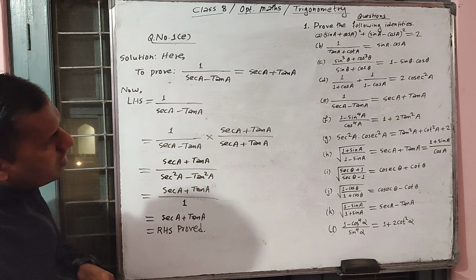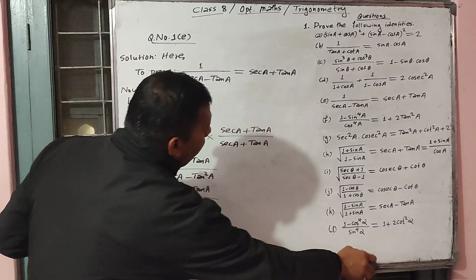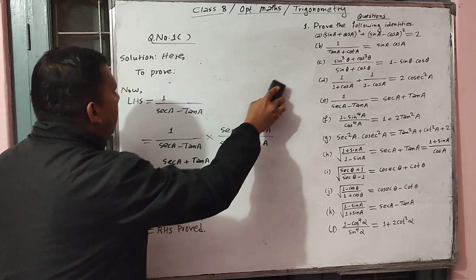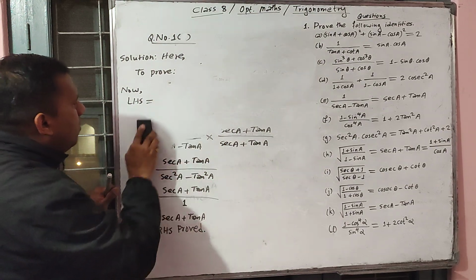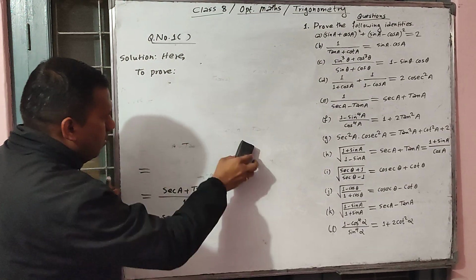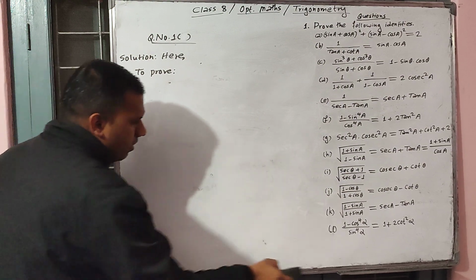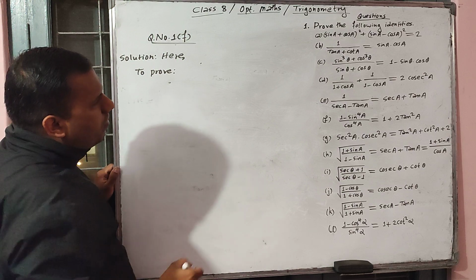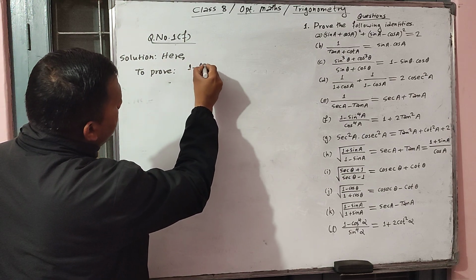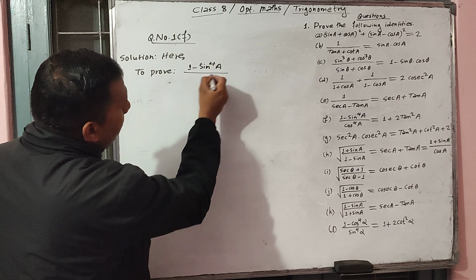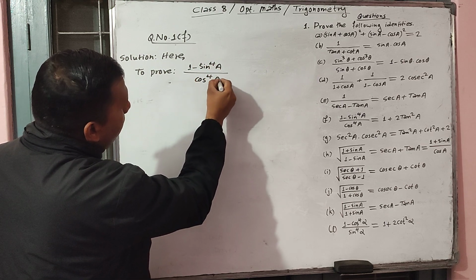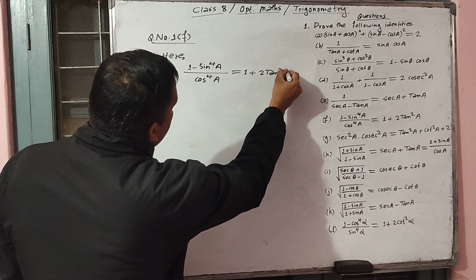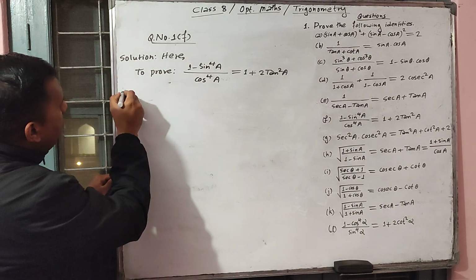Now, we go to the next question. 1F. Okay, students, now 1F. We have to prove (1 minus sin to the power 4a) whole upon cos to the power 4a is equal to 1 plus 2 tan square a.